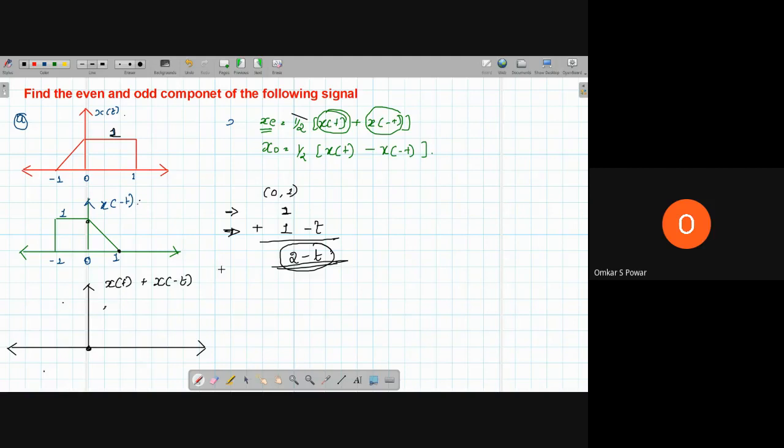For x of t plus x of minus t, what expression have we got from 0 to 1? It's 2 minus t. So at 0, what is the value? 2 minus 0, it is 2. So the value is 2. But at 1, what is the value? 2 minus 1, it is 1. So it will be like this.